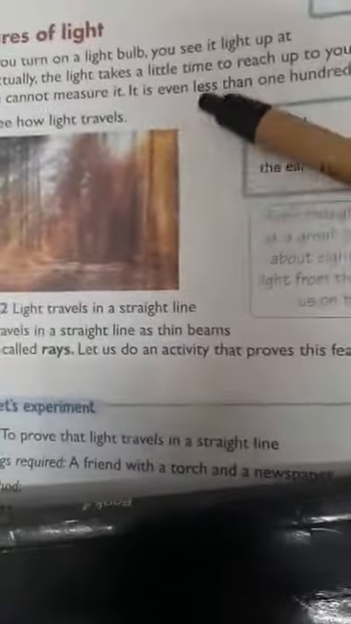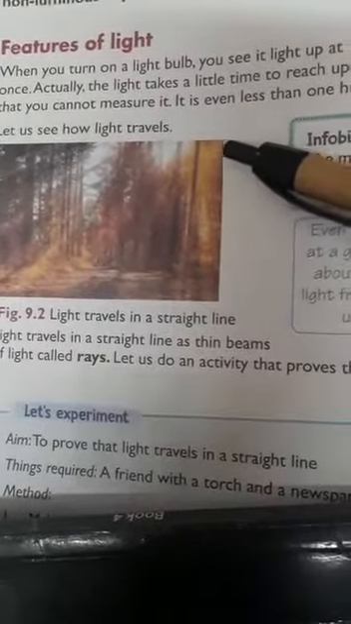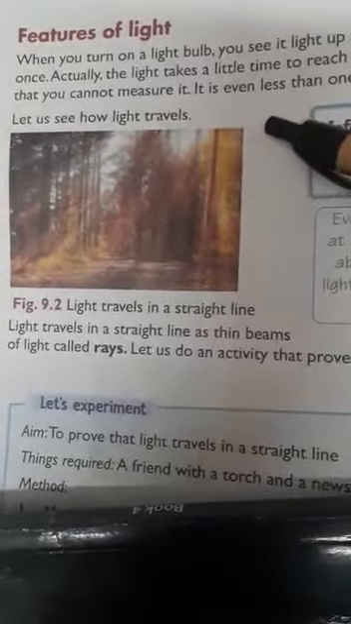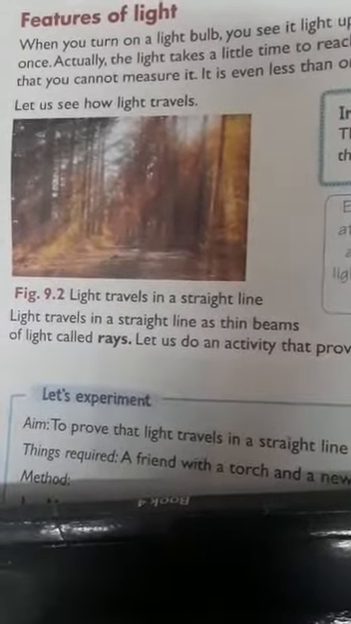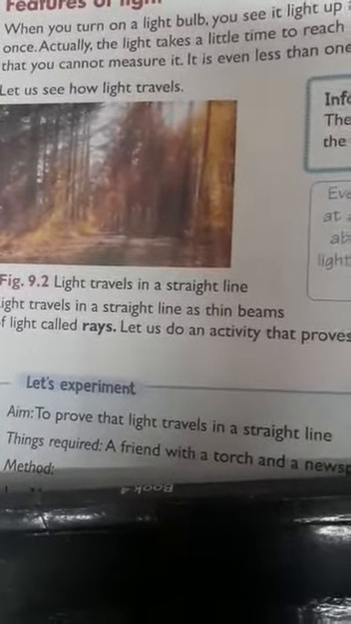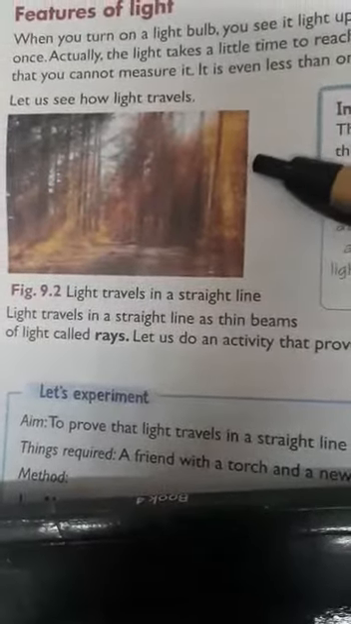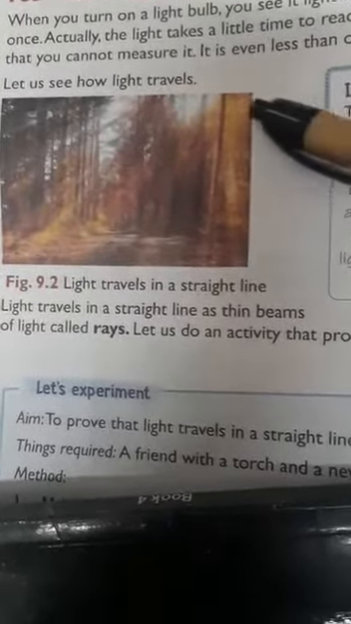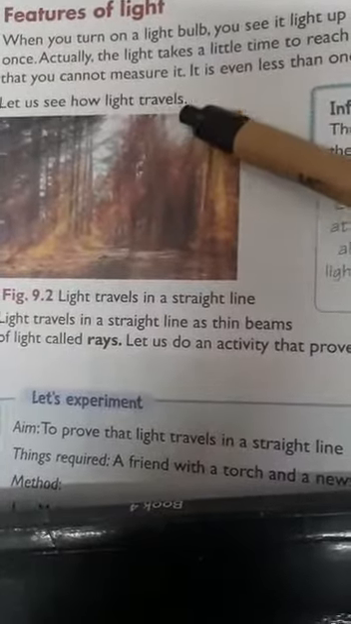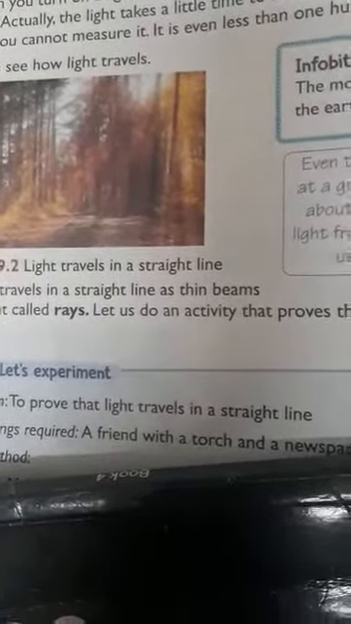So what does it mean? When we switch on a bulb, it gives light immediately. In seconds, it is the 100 millionth part of a second in which we get the light. So immediately we get the light when we switch on our switches. So we cannot measure this time. It is even less than 100 millionth of a second.